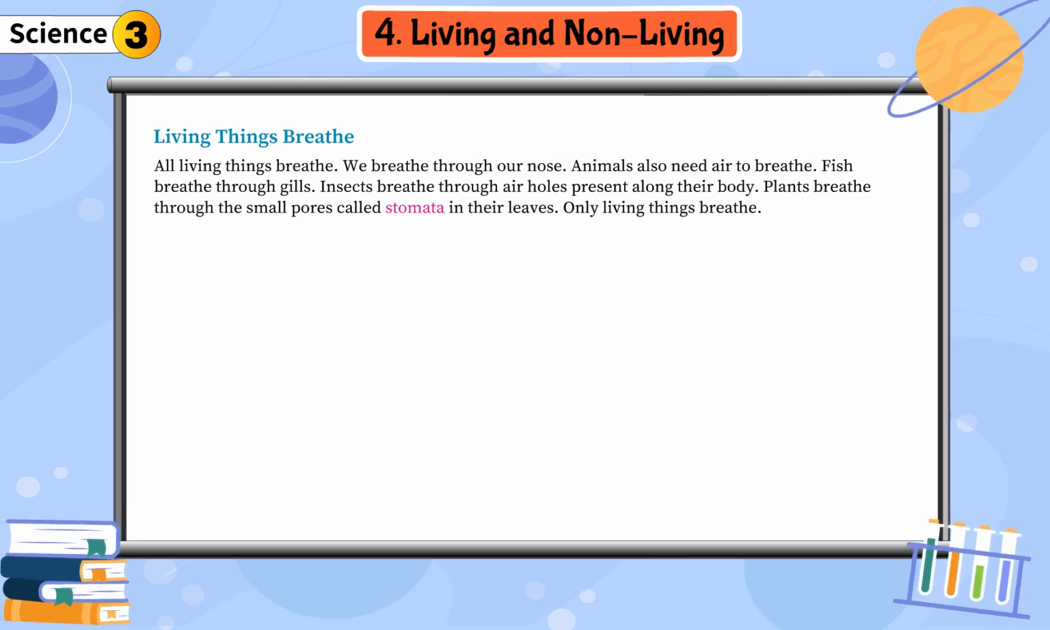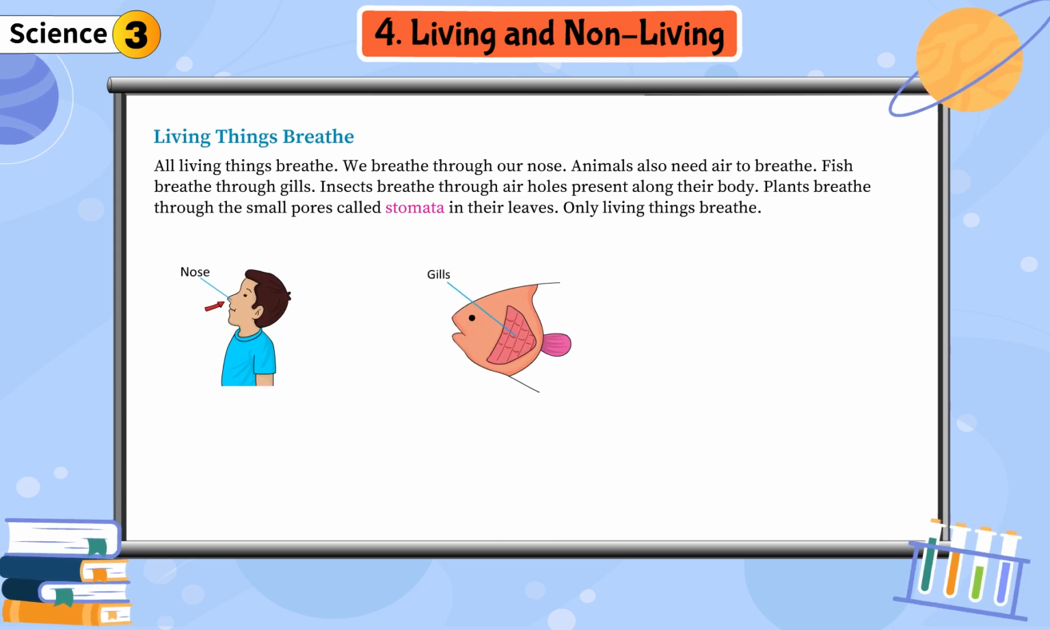Living things breathe. All living things breathe. We breathe through our nose. Animals also need air to breathe. Fish breathe through gills. Insects breathe through air holes present along their body. Plants breathe through the small pores called stomata in their leaves. Only living things breathe. Nose, gills, stomata.